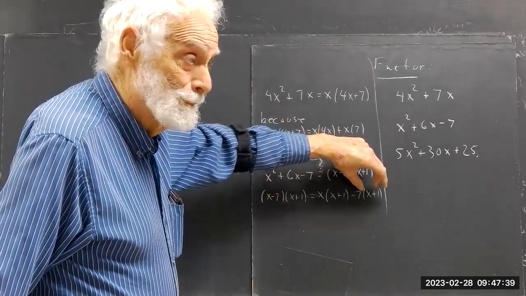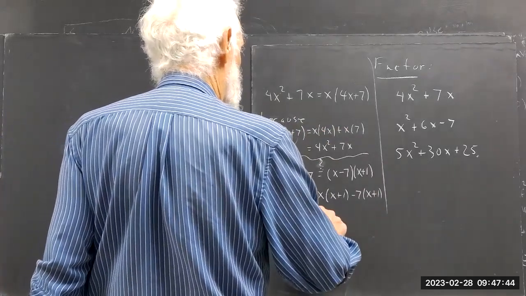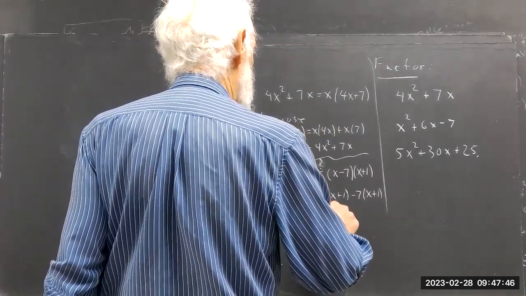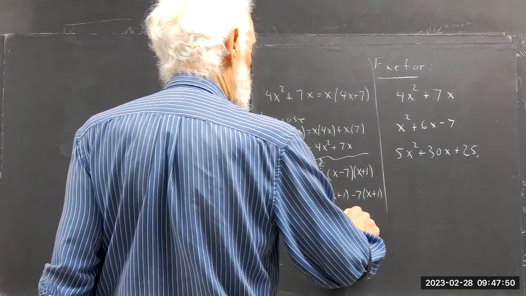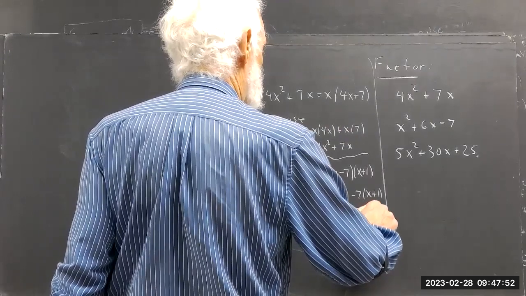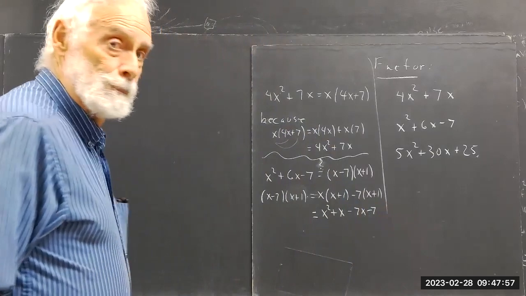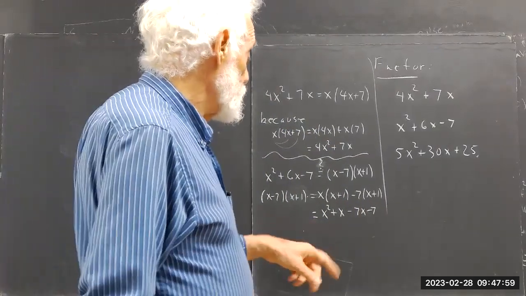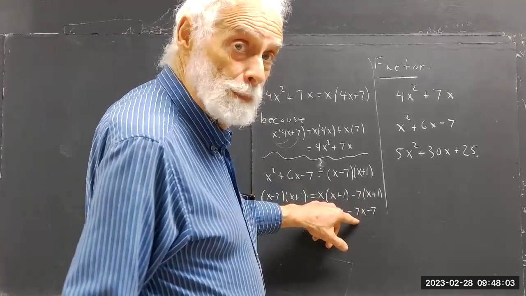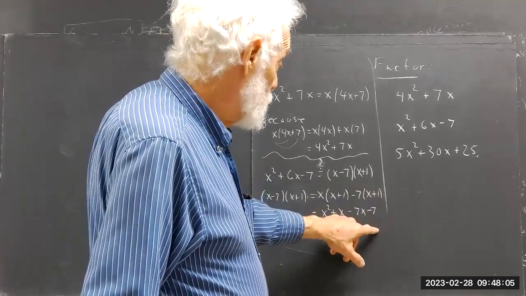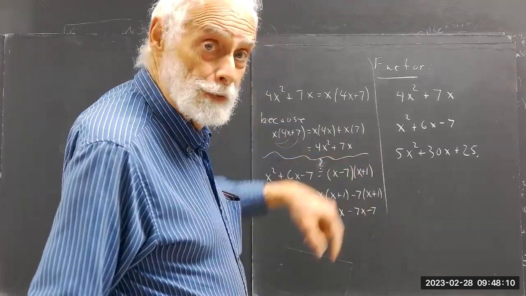Okay, and then that equals x squared plus x here, and minus 7x minus 7. Okay, it's okay to write out the multiplication. You're going to have x times 1 here and negative 7 times x here. That would be good. And negative 7 times 1. And then you can just do the multiplication. You're going to end up with this.